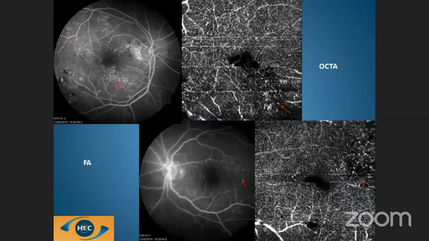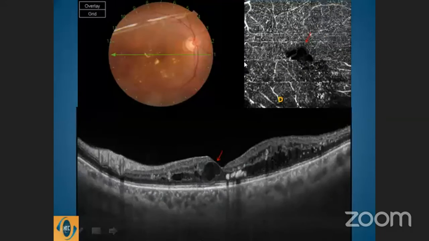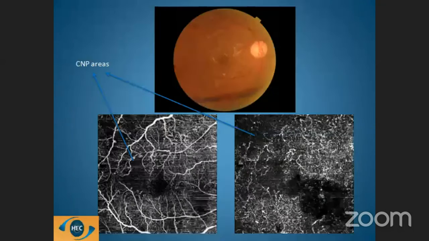So you can see here that this is a case of cystoid macular edema, which is seen as a very dark space with round borders over here. And if you see capillary non-perfusion areas, they are slightly less dark, they are slightly gray and are surrounded by the vessel border.